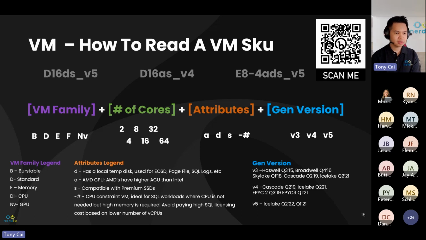The next attribute is the S. The S means it's premium SSD capable. There are some machines that don't have the S, which means you can't attach a premium SSD to it.